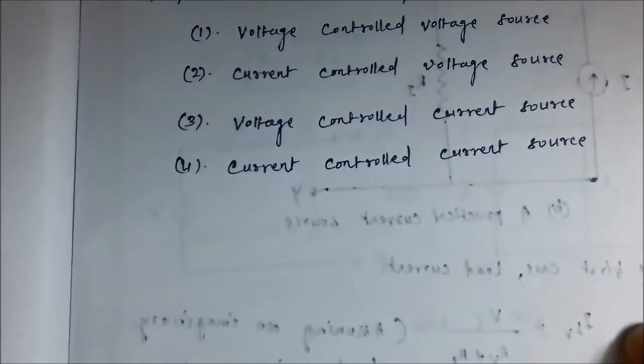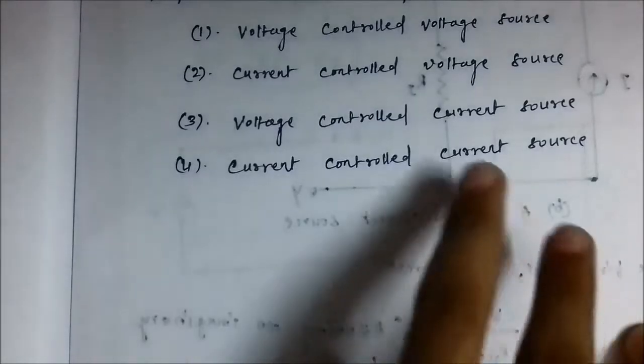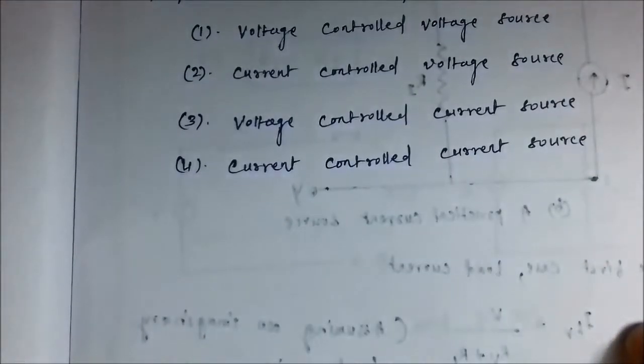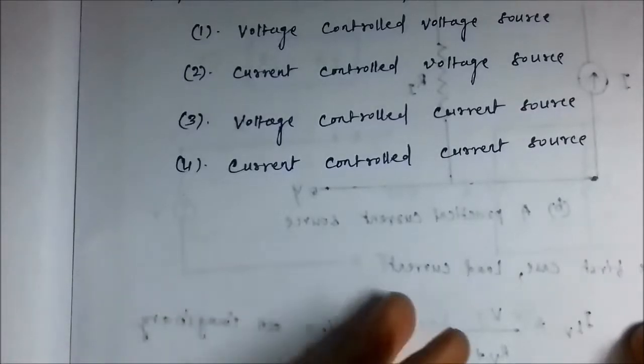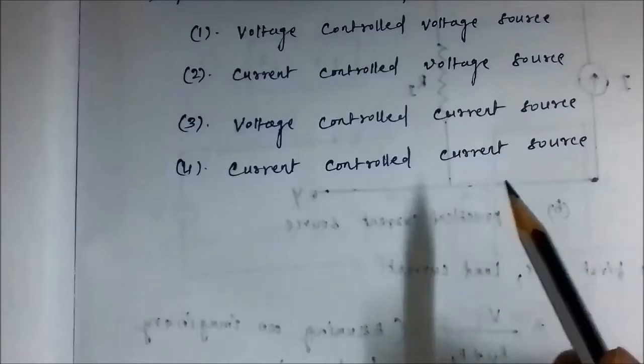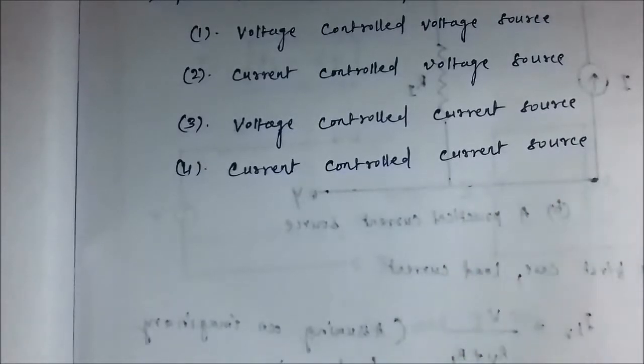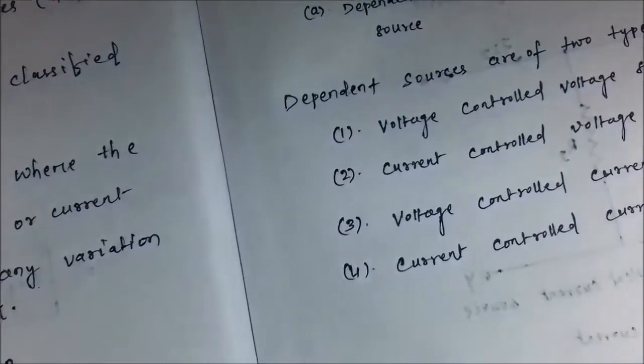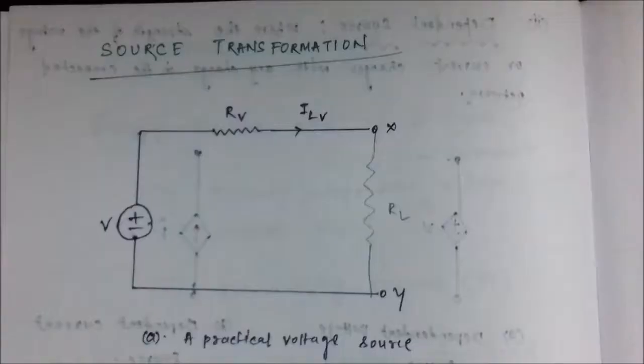Voltage controlled current source, where the magnitude and direction of the current is controlled by some other voltage in the circuit. And current controlled current source, where the magnitude and direction of the dependent current source is controlled by some other circuit current flowing at any other point in the network. So these are some of the concepts related to energy sources.